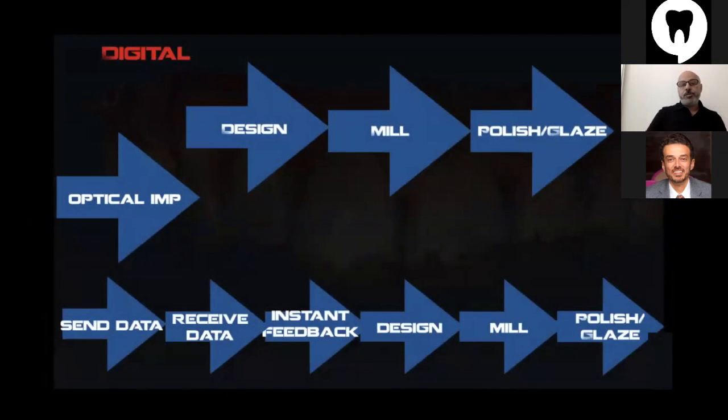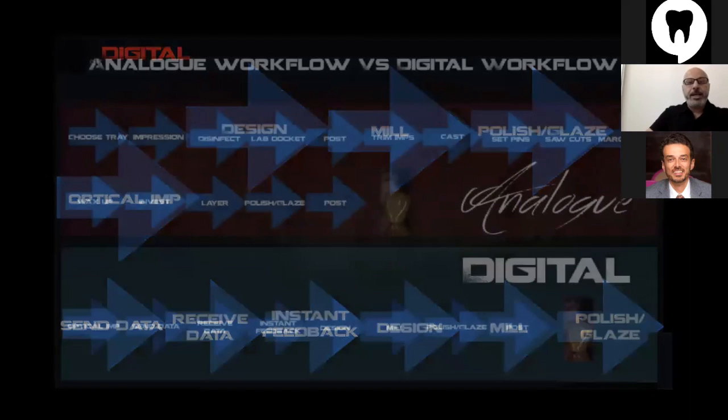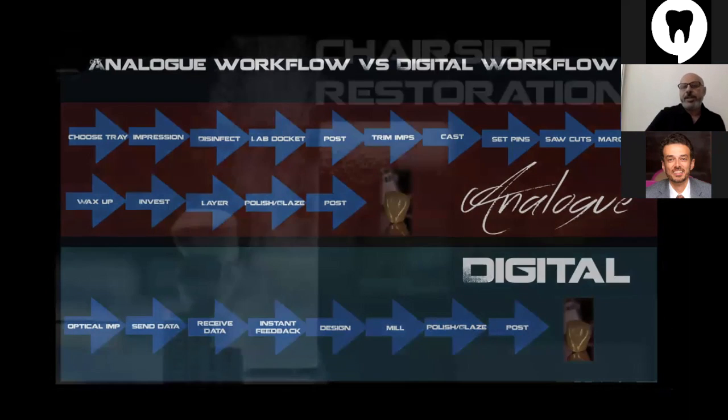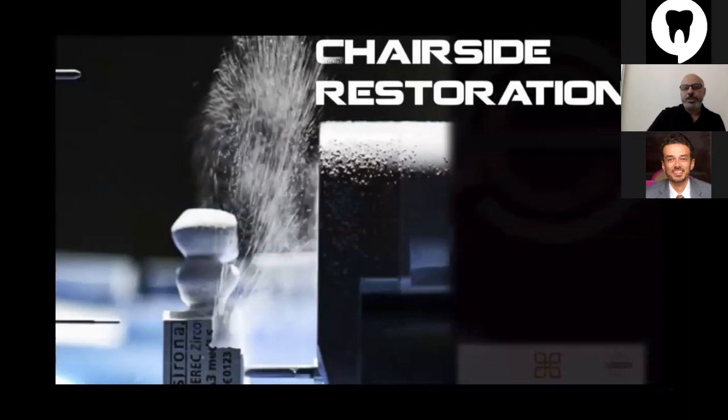This is the workflow digitally, where you can just take an impression, a digital or an optical impression or an optical scan, design, mill, and polish inside the office, or even send the data to a lab and receive the final restoration after finishing. But in the office, as you can see, you can finish everything in around half the steps of the analog workflow. That's why we're talking digital. Chairside restorations are now the present, not the future.